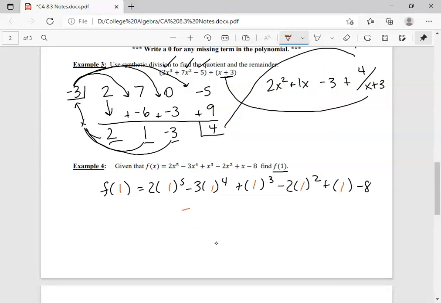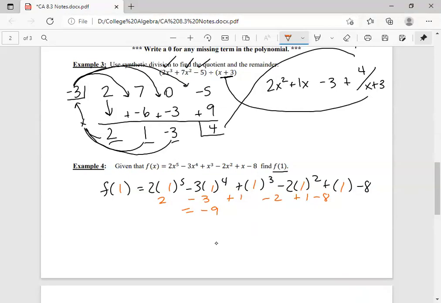That's what it's asking me to do. It's asking me, what's the answer if you plug 1 in? So this would be a 2. This is minus 3 plus 1 minus 2 plus 1 minus 8. So negative, it ends up being -9, I think. Yeah.